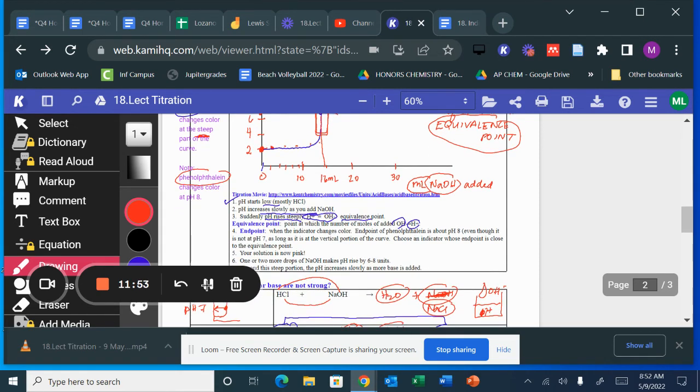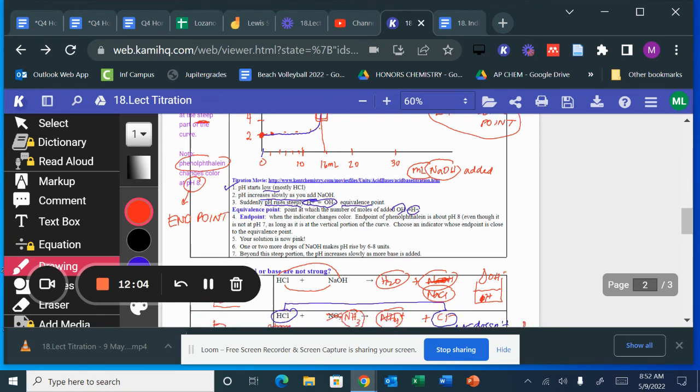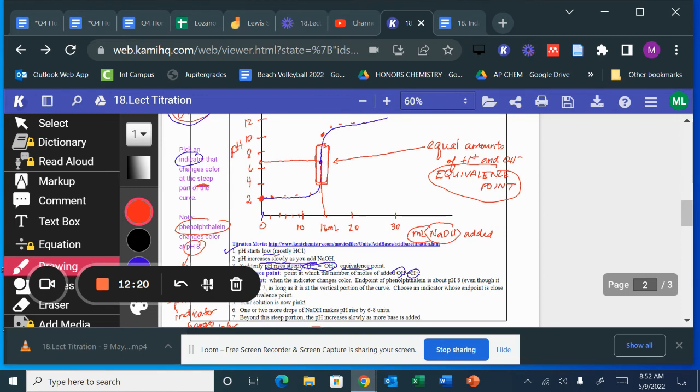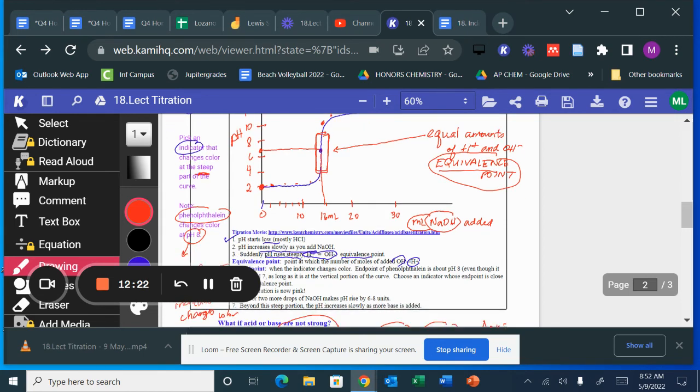By the way, there's something called endpoint. Not to confuse this with the equivalence point. Endpoint pertains to the indicator itself. It is the pH at which the indicator changes color. So you want the endpoint to be close to the equivalence point so you can see a color change.